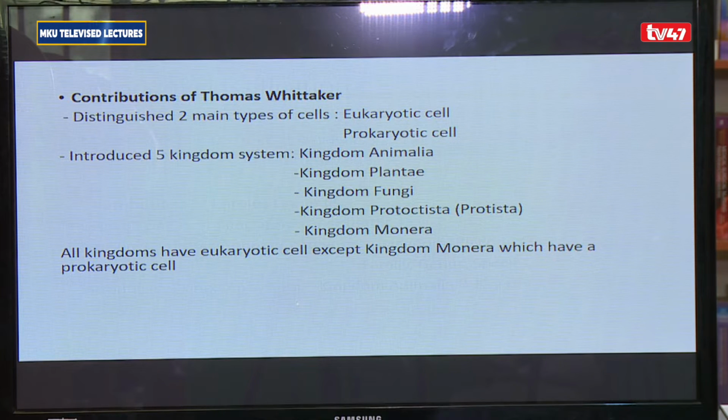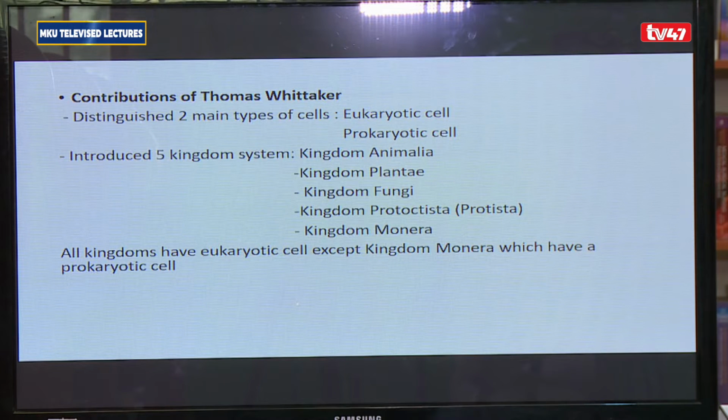classification, that is Thomas Whittaker. Now, Thomas Whittaker distinguished the two kinds of cells that can be found in living things, that is the eukaryotic cell and the prokaryotic cell, where if a cell has got a distinct nucleus that is enclosed by a membrane and has distinct organelles, then that is a eukaryotic cell. If a cell does not have a distinct nucleus and lacks organelles, then that is a prokaryotic cell.